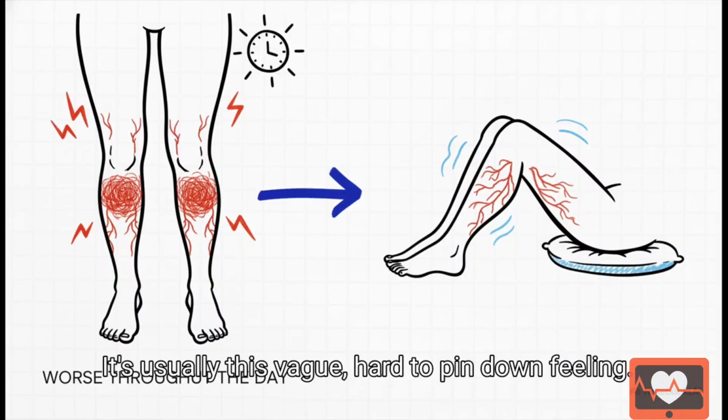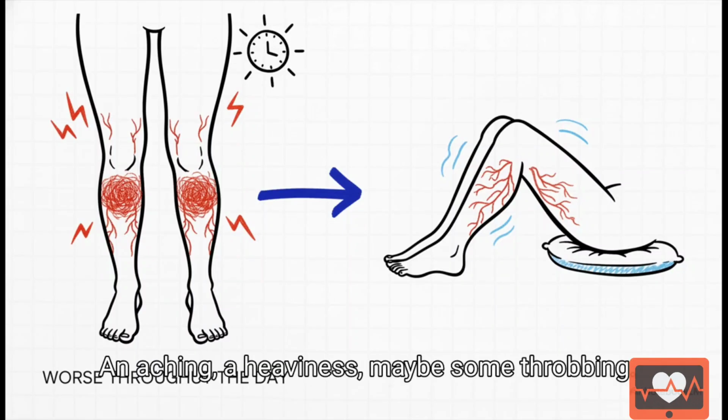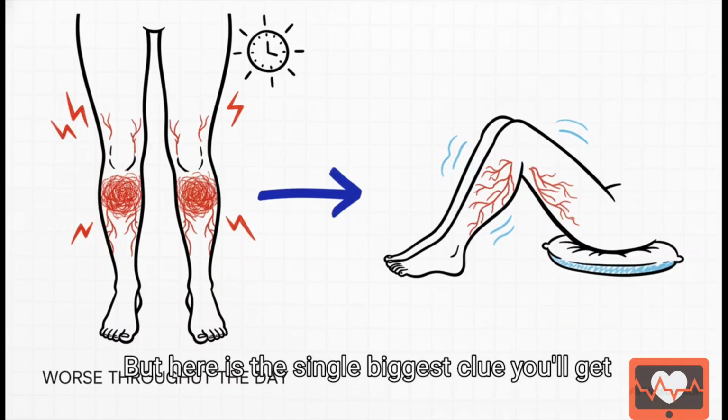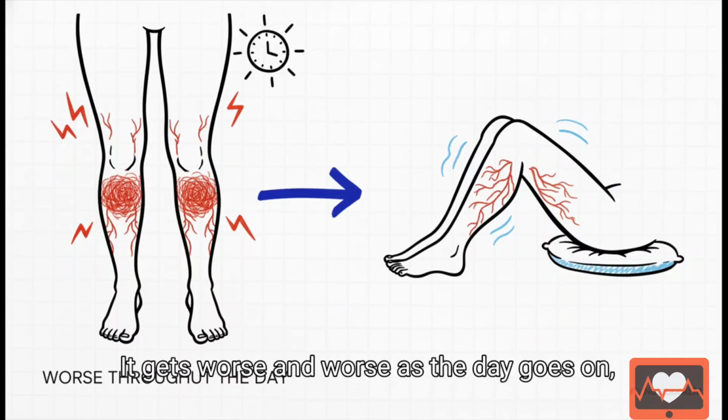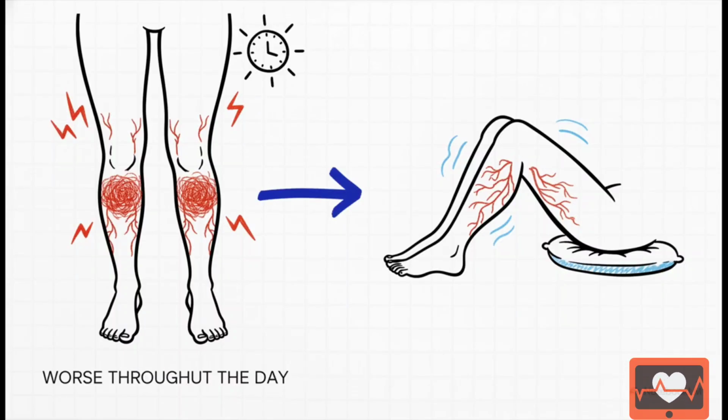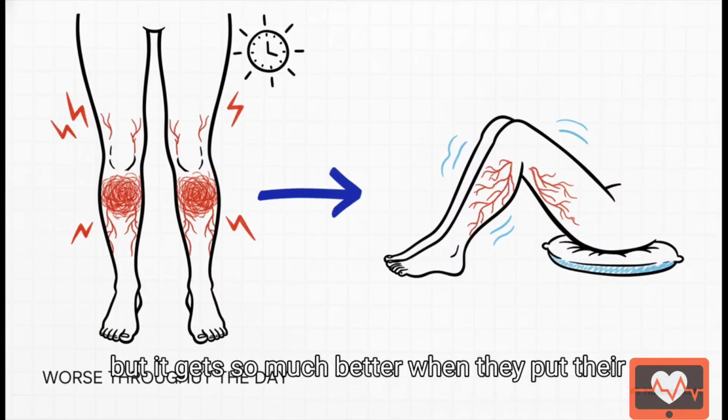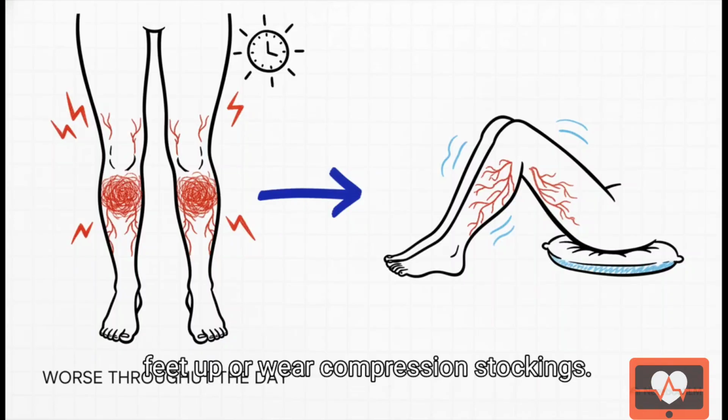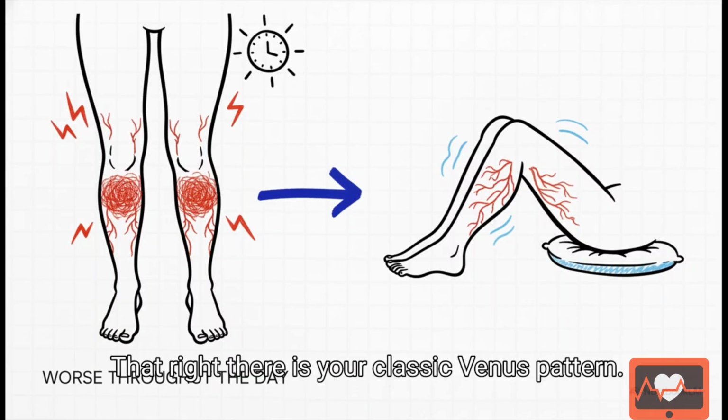It's usually this vague, hard-to-pin-down feeling, an aching, a heaviness, maybe some throbbing. But here is the single biggest clue you'll get from their story. It gets worse and worse as the day goes on, but it gets so much better when they put their feet up or wear compression stockings. That right there is your classic venous pattern.